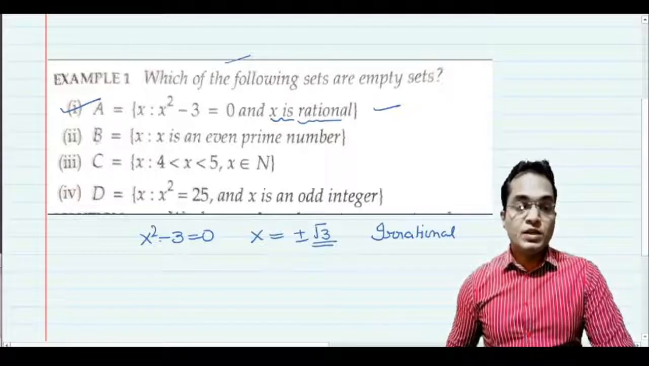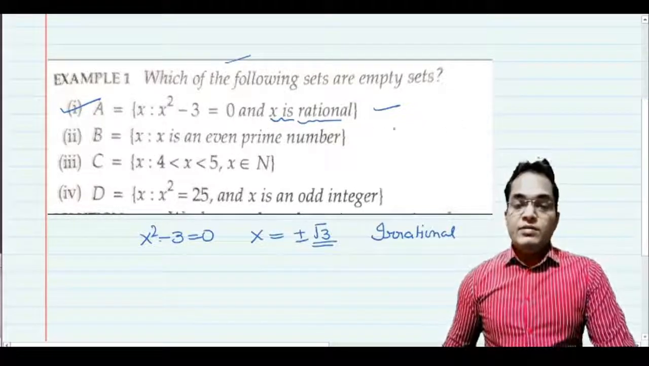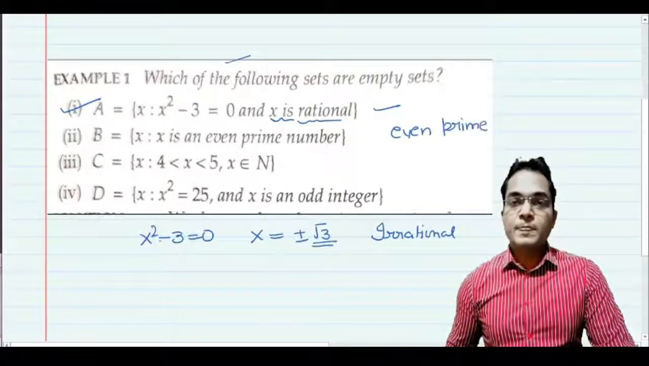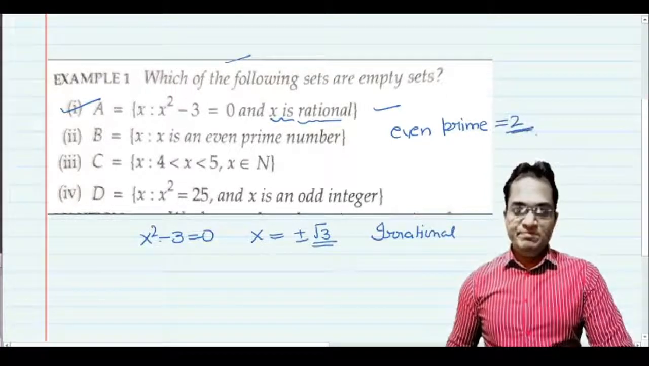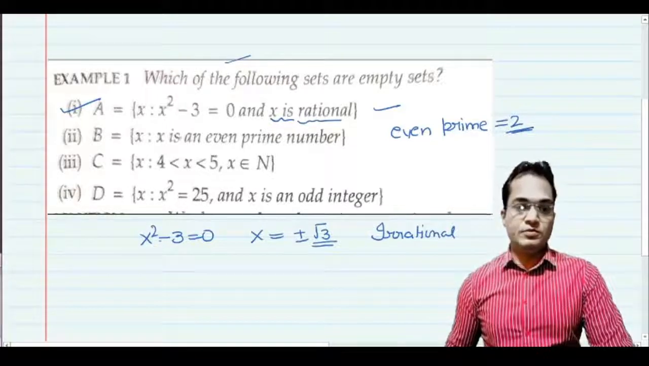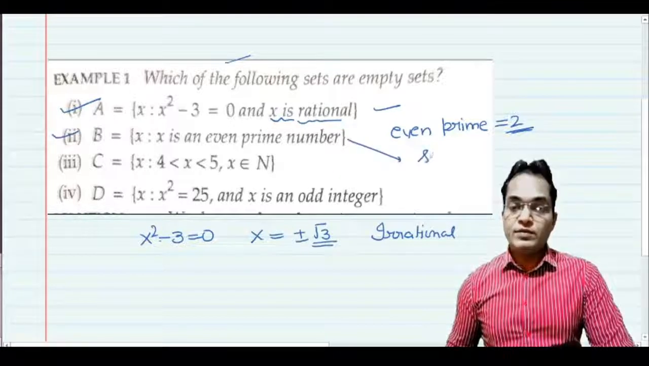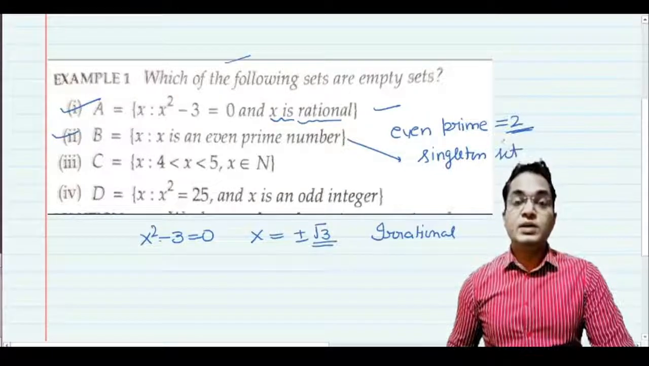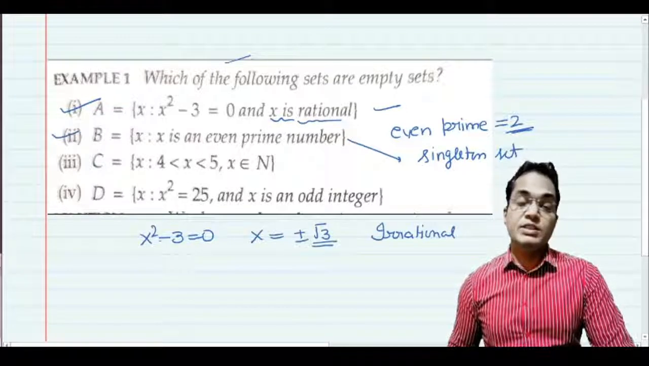Question number 2, or you can say part B: x is an even prime number. Do you know any prime number which is even? Yes, 2. 2 is a prime number and that is even also. That's why it is not an empty set. You can say it is a singleton set, because there is only one even number which is prime.